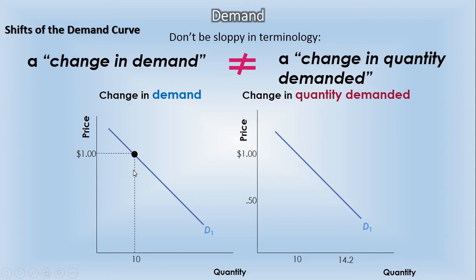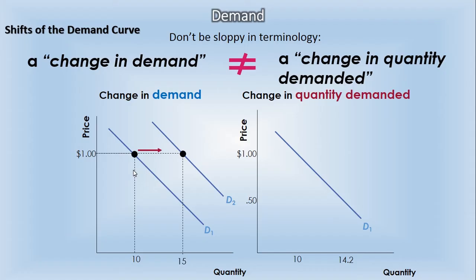Let's say incomes go up in the economy, so people have more money. That means at $1, they're going to be willing to buy more than 10. Let's say they're going to be willing to buy 15. That happens at every single price. And so, therefore, we can make a whole new set of points to the right of this curve, representing the fact that at every price, people are willing to buy more. And if we connect those points, we get a shifted demand curve.